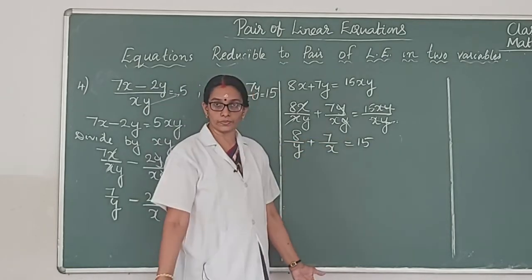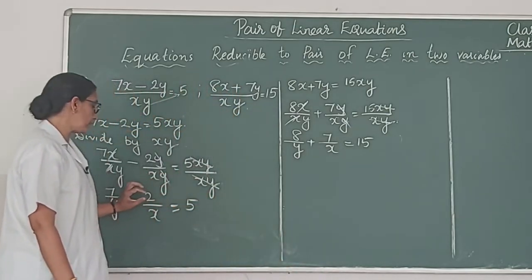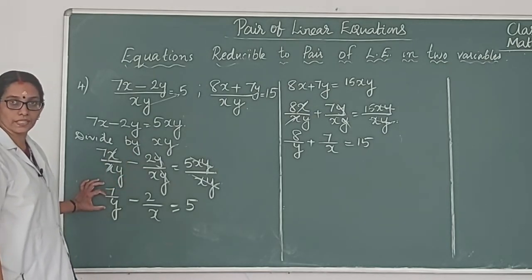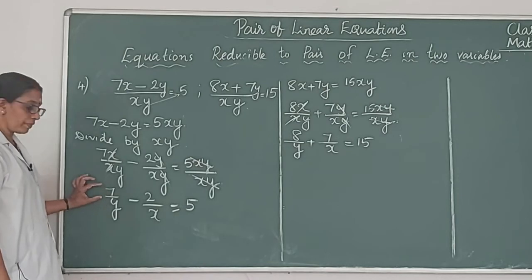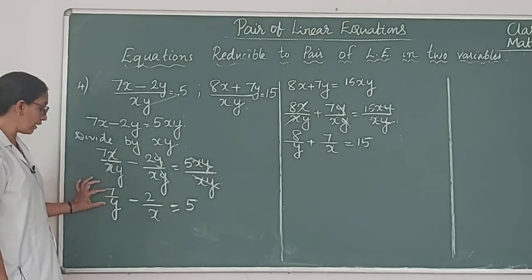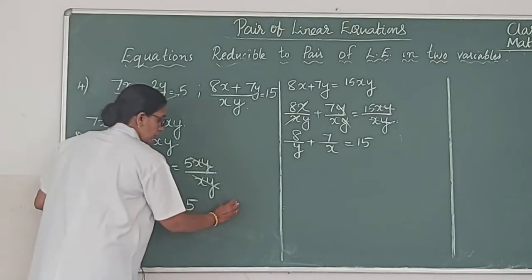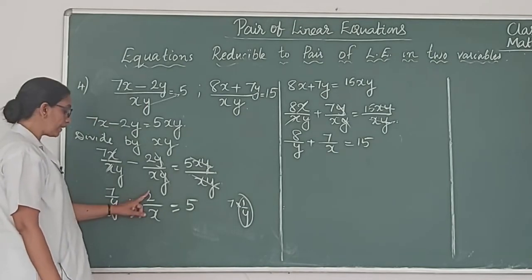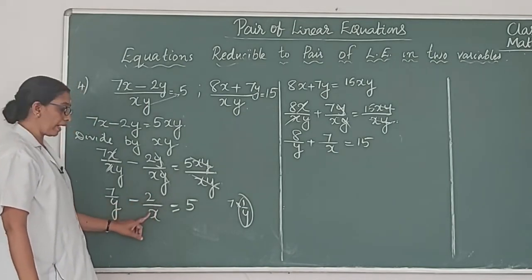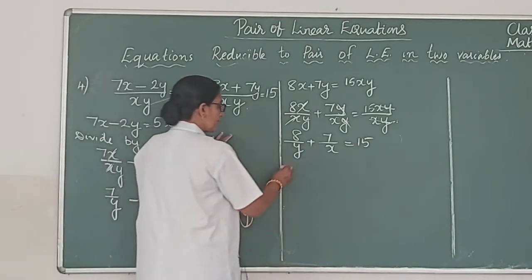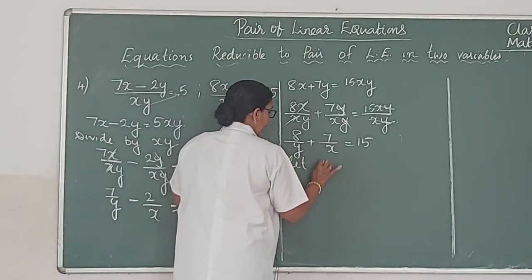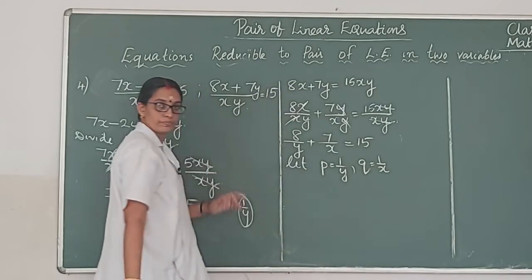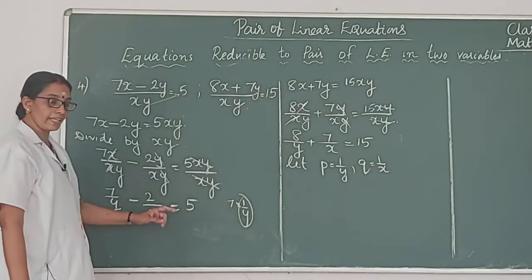How can we continue? We have to give a substitution for the variable part to change these equations into linear equations. What are the variable parts here? 7/y means 7 into 1/y, isn't it? So we have to give a substitution for 1/y, and here we have to give a substitution for 1/x. So we can take, let P = 1/y and Q = 1/x. Okay, now change the equations.